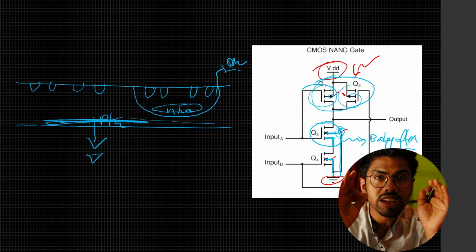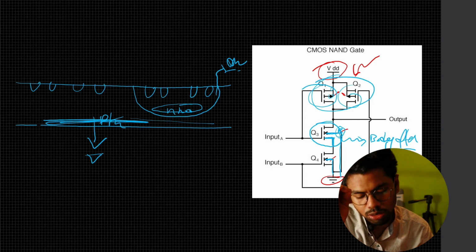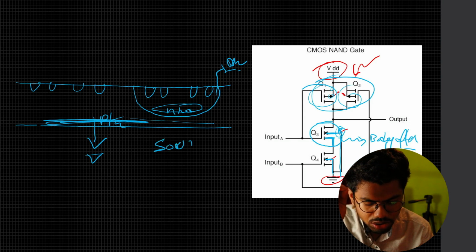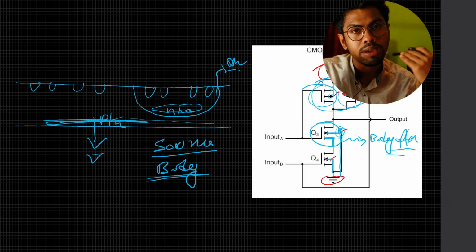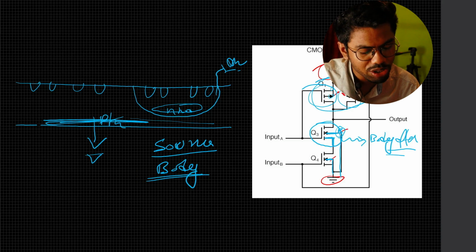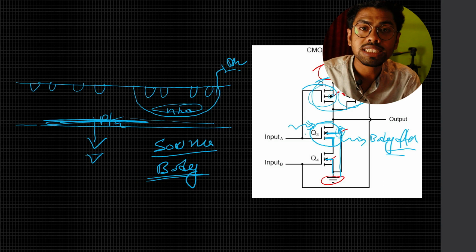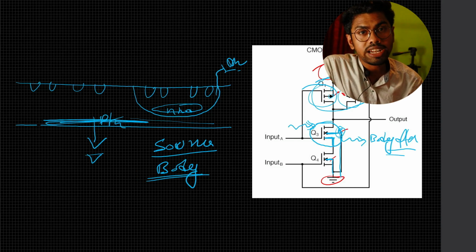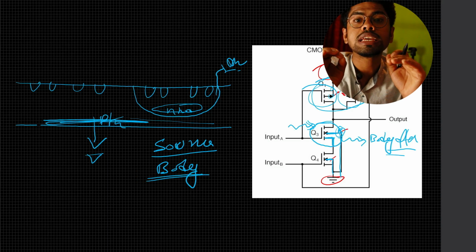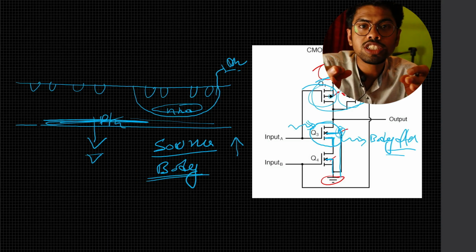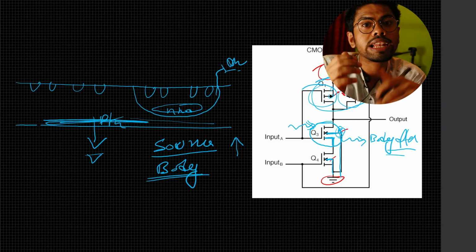Body effect appears anytime you disconnect your source terminal and your body terminal, and this happens many times. I have shown you one example here, right? So this happens always, and due to this body effect, the threshold voltage of your NMOS or PMOS can get modified.